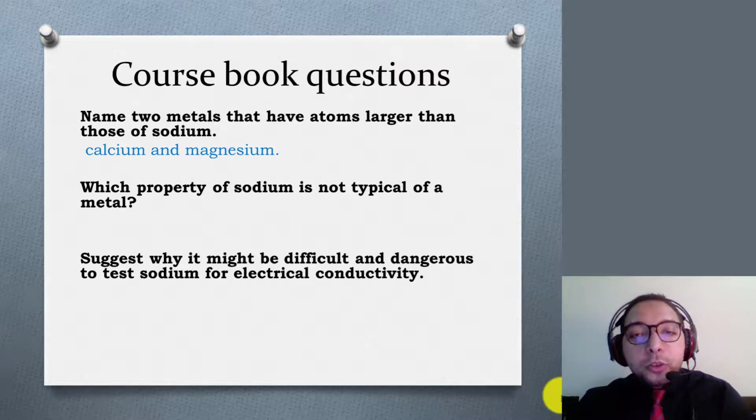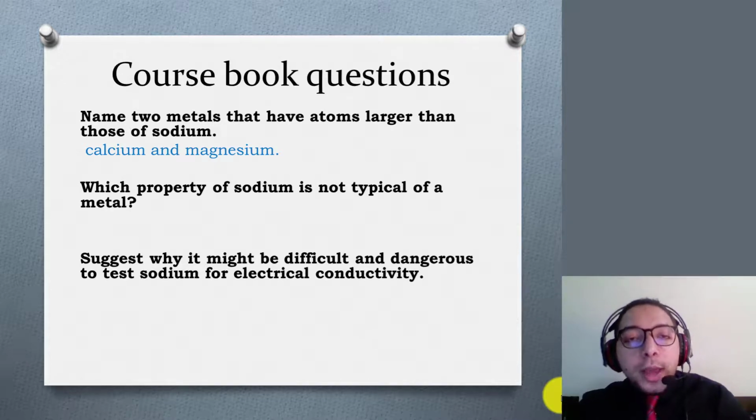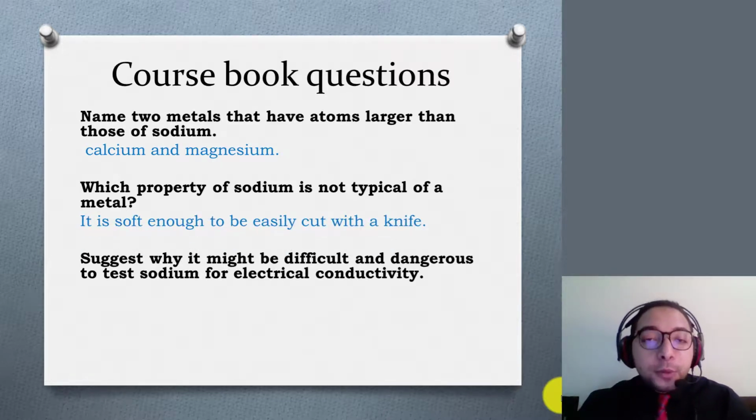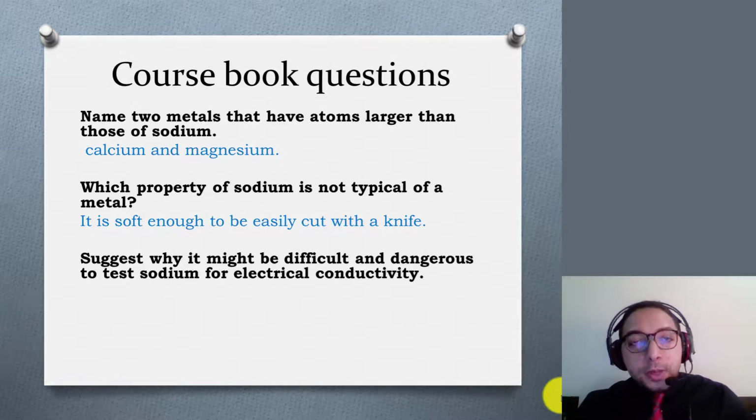Which property of sodium is not typical of a metal? You know, we have a clue that metals are usually very hard and they cannot be bent easily. So sodium has a different property. It's very soft and you can cut sodium with a knife. So that's one physical property that puts the sodium apart from the other metals.